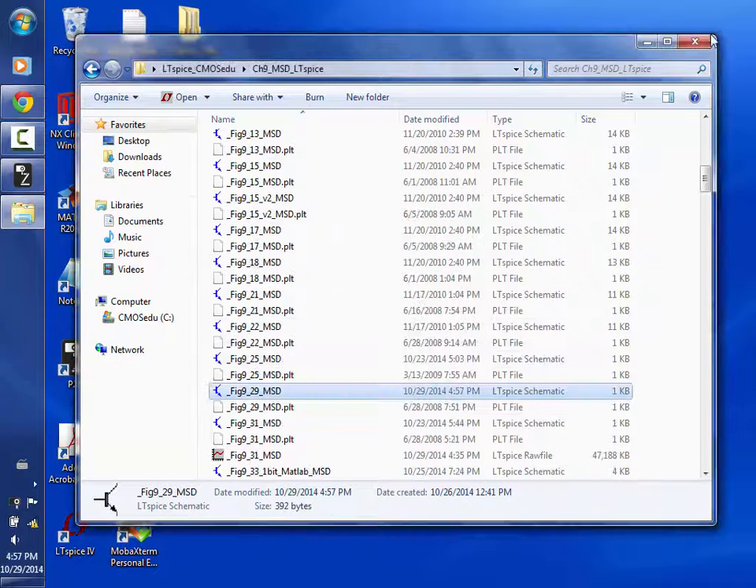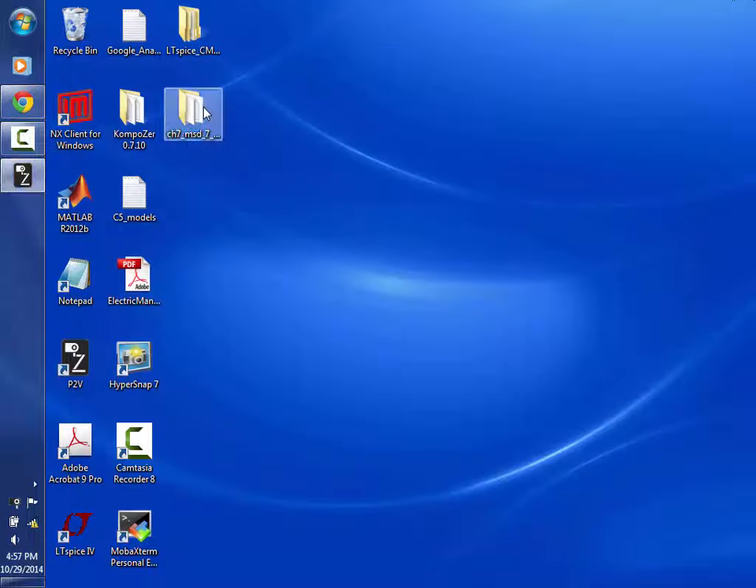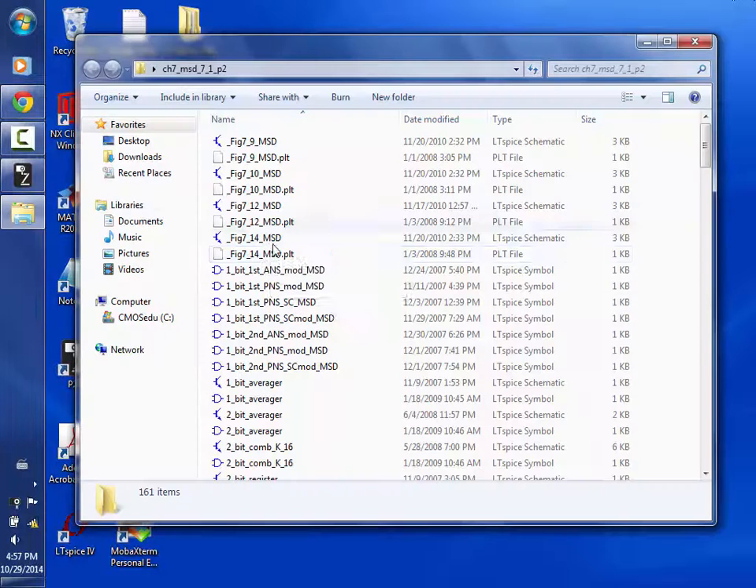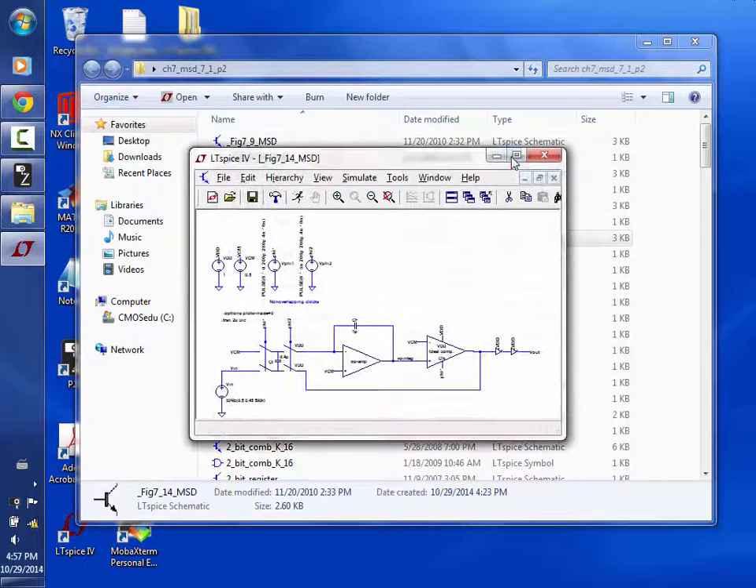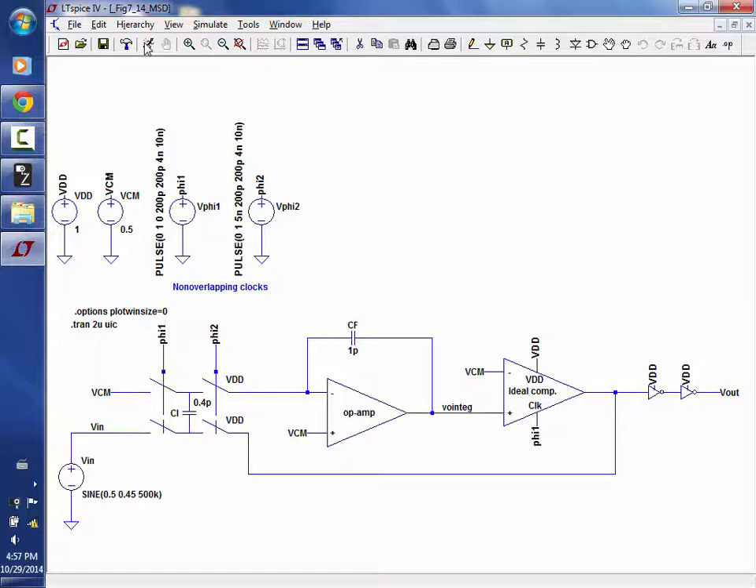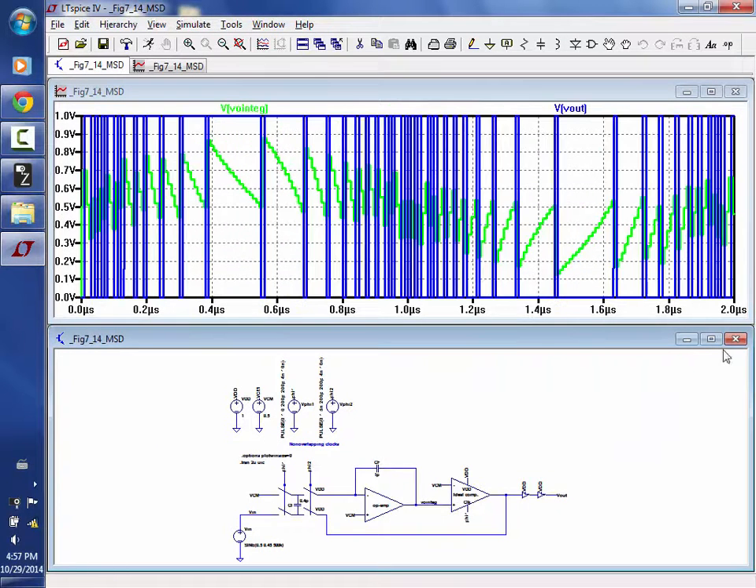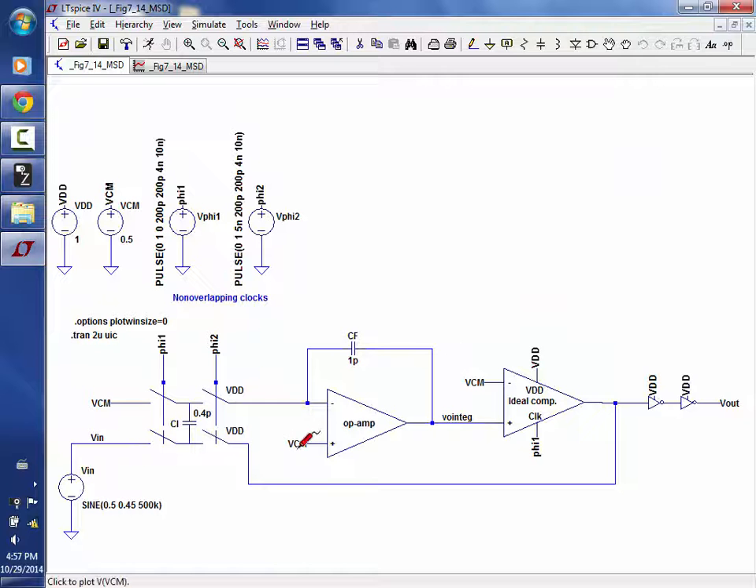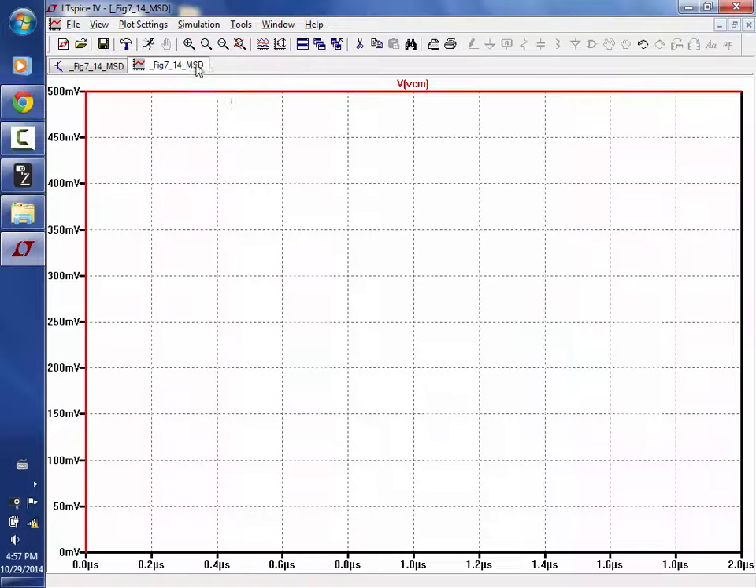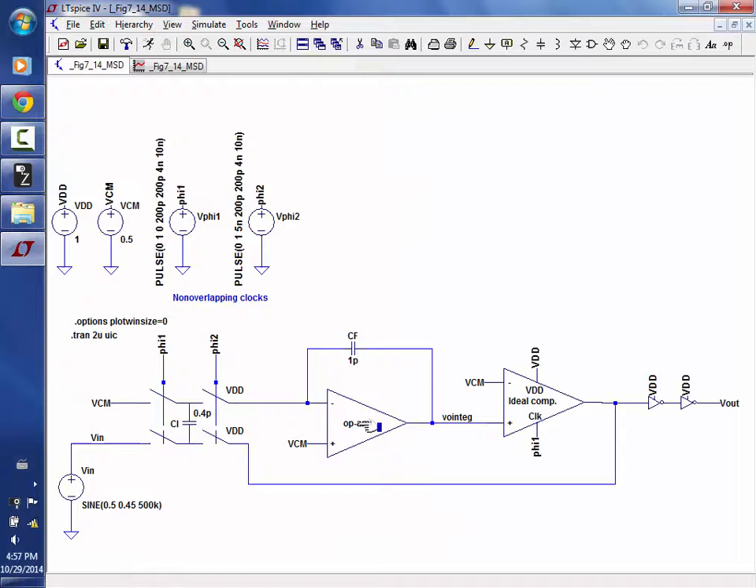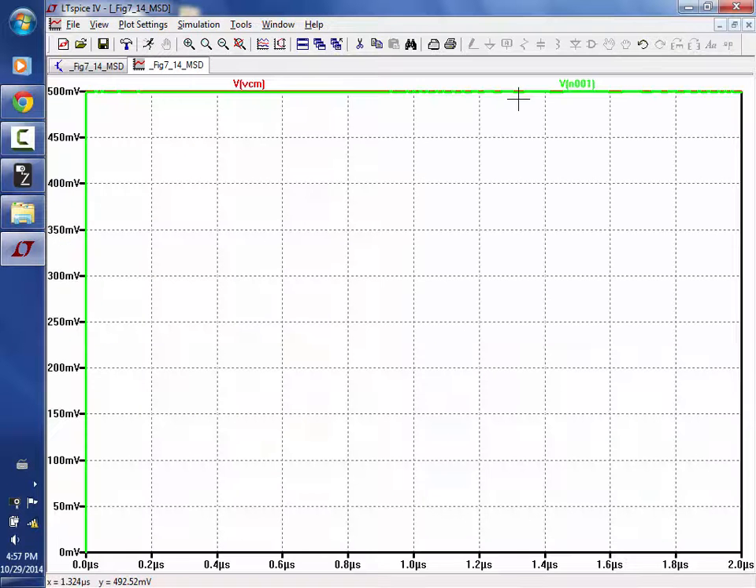Let's go back to that plot we just looked at a moment ago, and I want to show you something before we talk about this next discussion. Just look at the output. I want to focus more on V common mode. It's at 500 millivolts, and this voltage here is also at 500 millivolts, and you see a little bit of a difference, right?